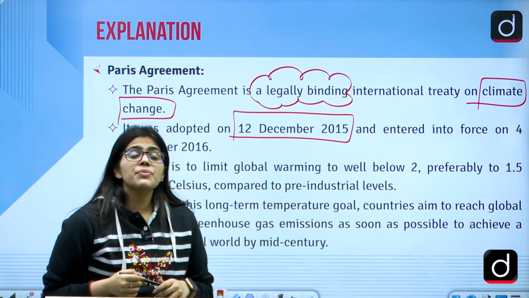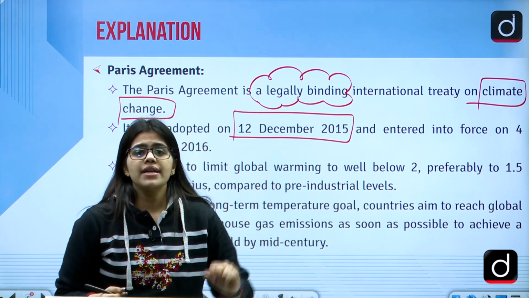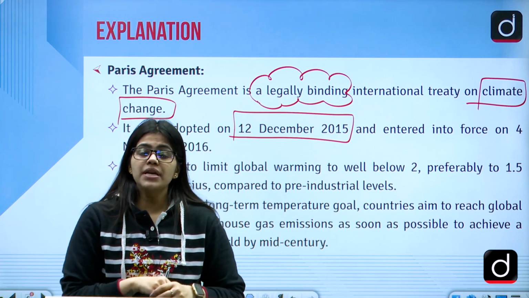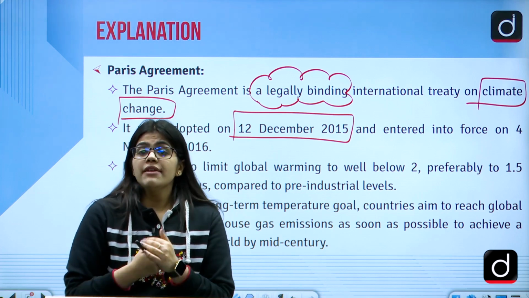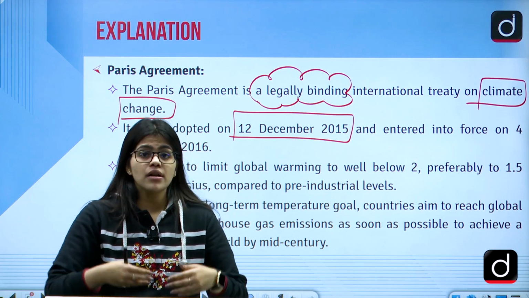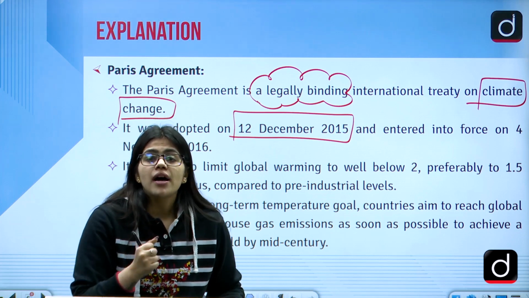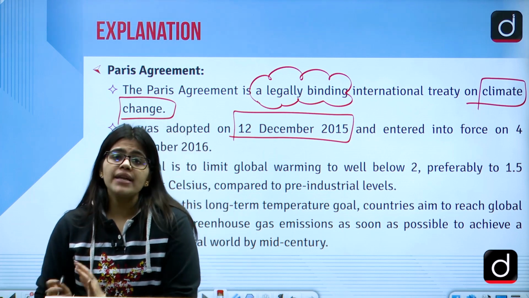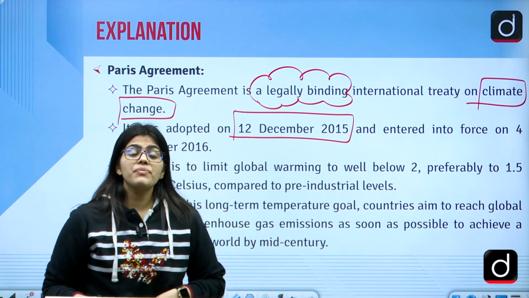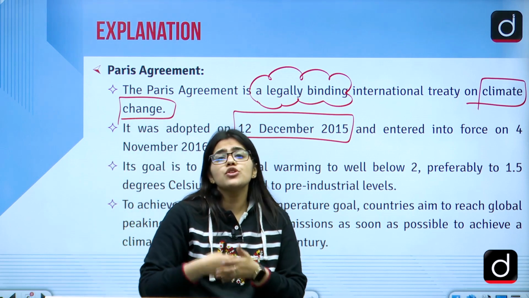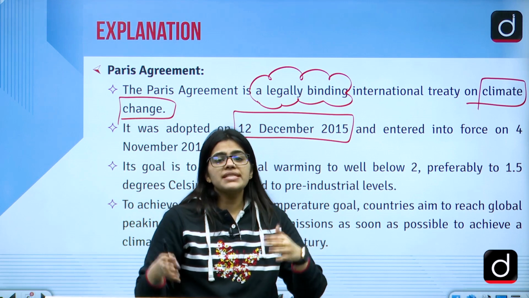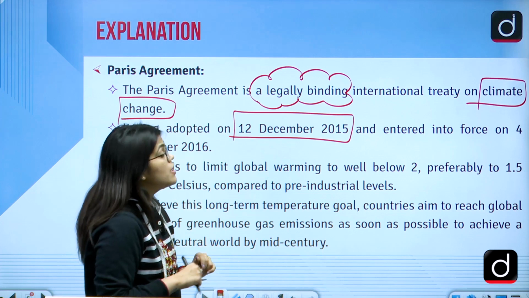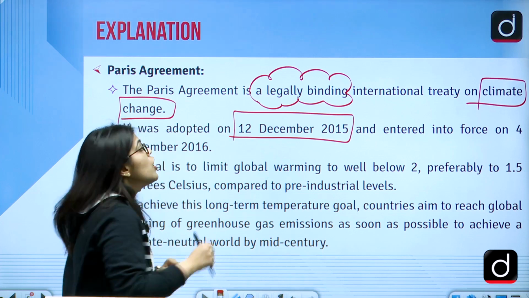Now what is the difference between a protocol that is legally binding and one that is not? If it is legally binding, it means that if you are part of that agreement and you don't fulfill the things that you have announced you would, then you would be punished. But if it is non-legally binding, it means that whatever promises you have made, if you don't fulfill them, you are still not punishable. So this is the basic difference between a legally binding document and a non-legally binding document. So it was a legally binding document.